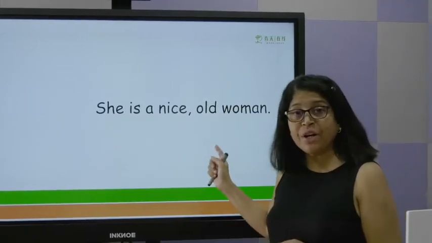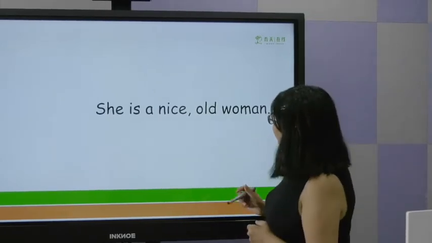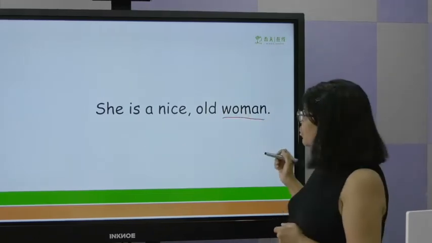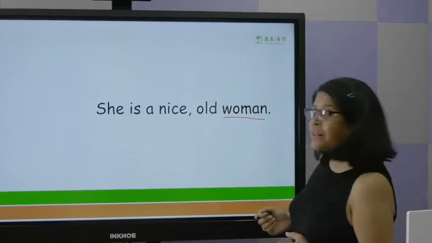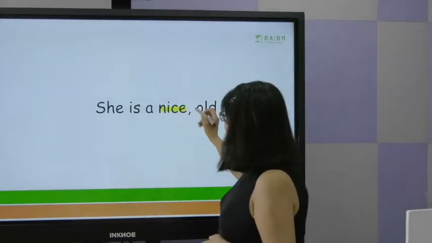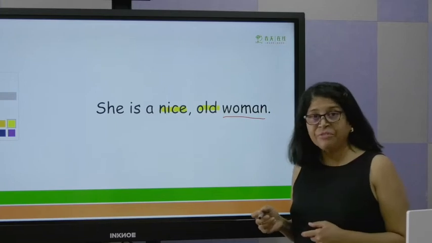So let's find out which one is a noun and which ones are the adjectives. If you said woman is a noun, well done. That is correct. And which one is the adjective? There are actually more than one. You have nice and old. Were you able to think of that yourself? Well done.